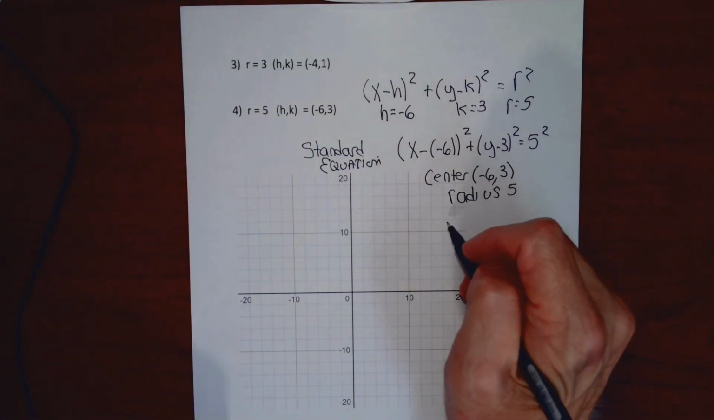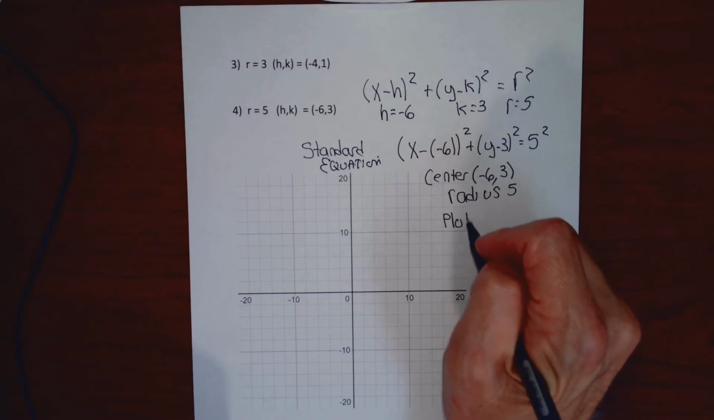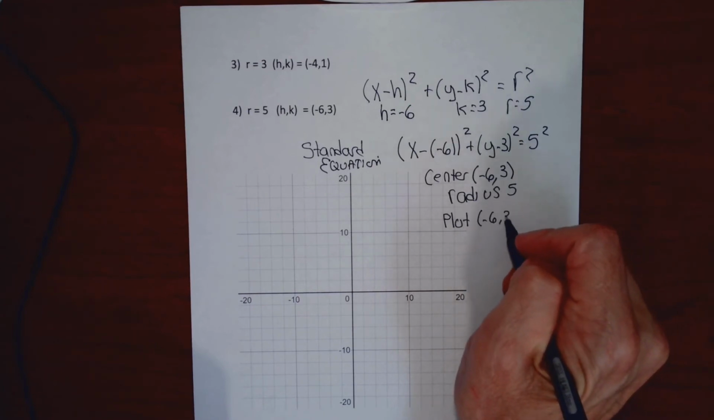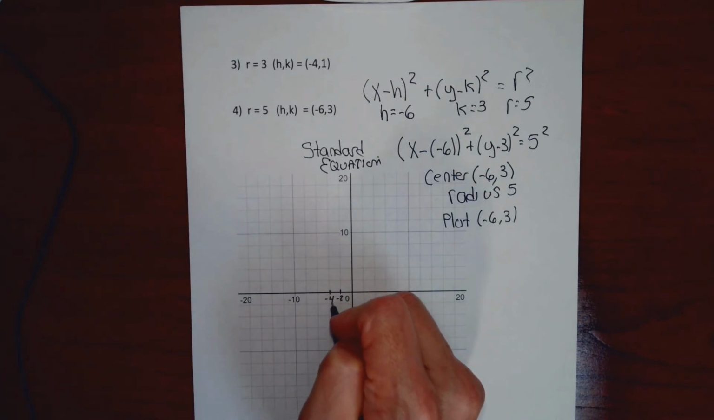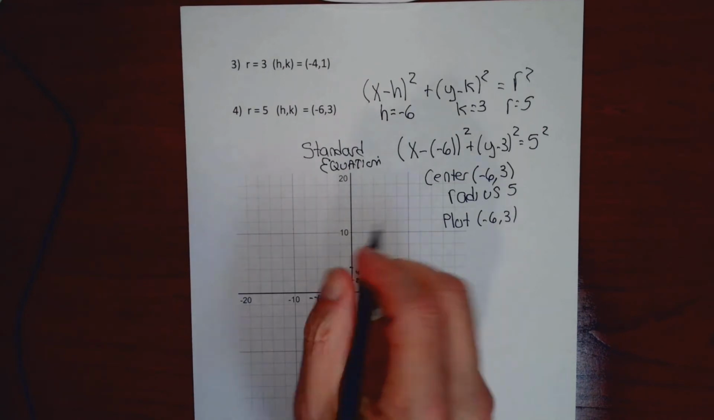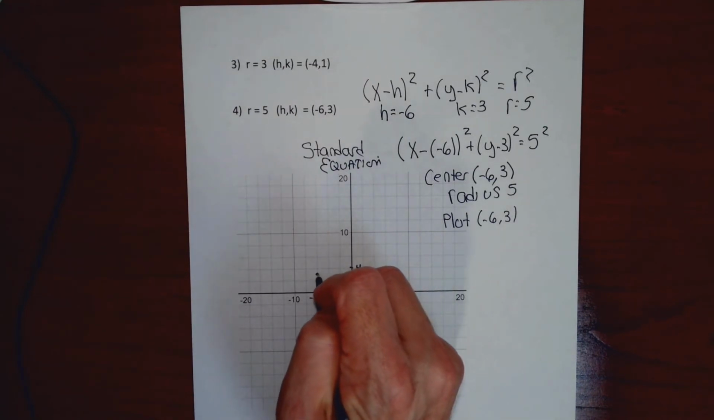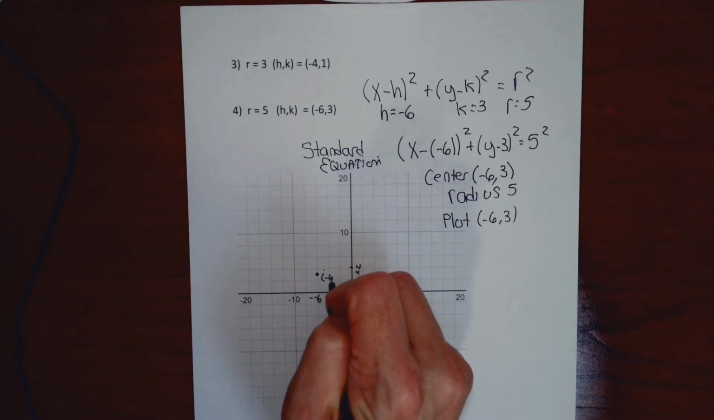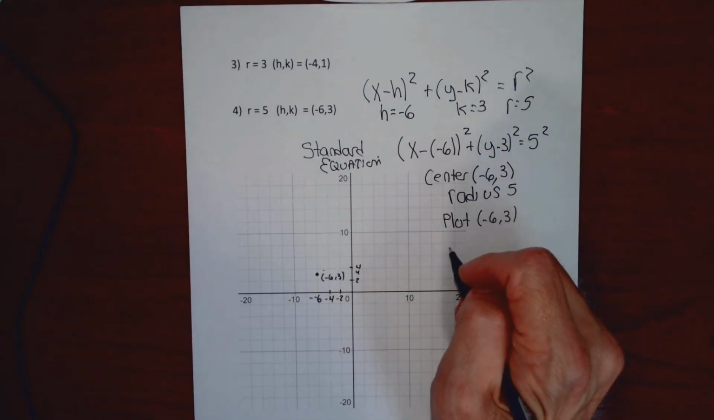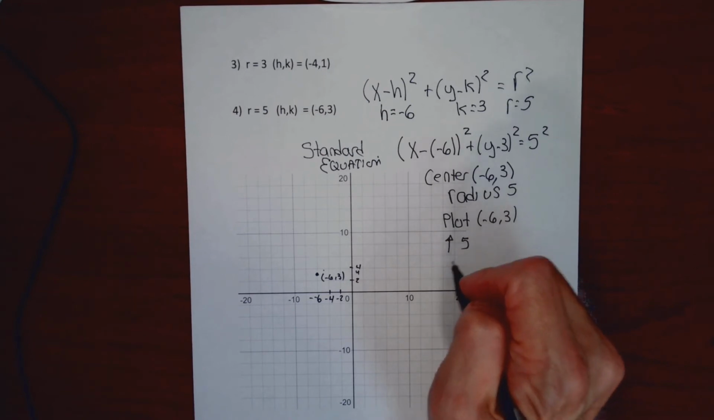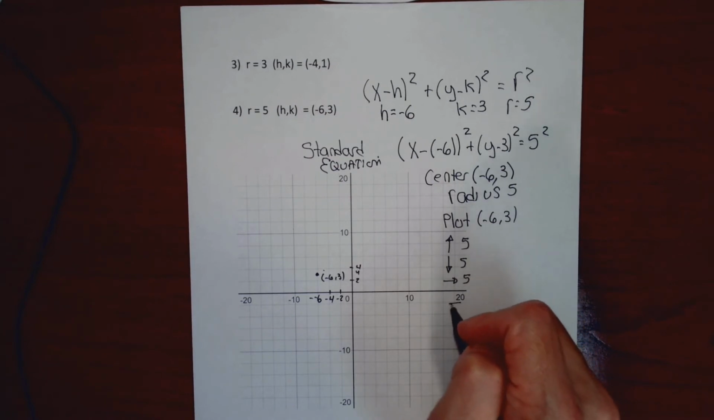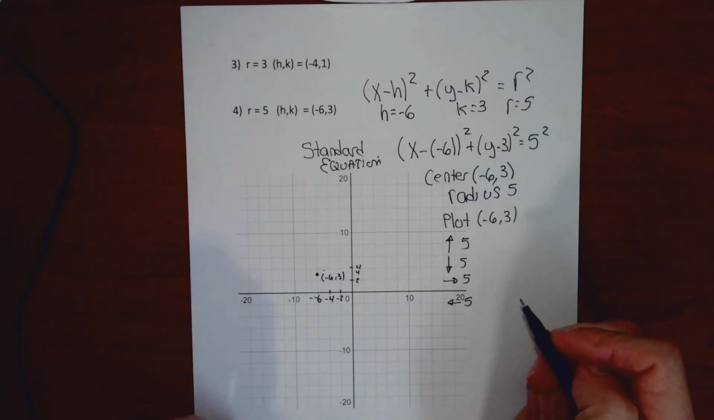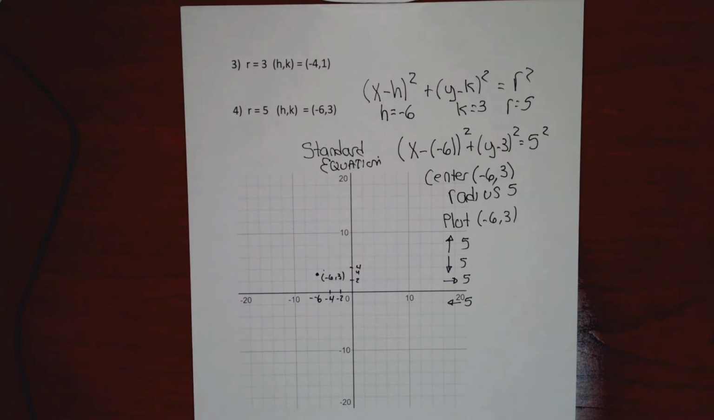How do I plot this? Well, first I plot the center, which is the point negative 6, 3. So on my x-axis, I'm going to go over to negative 6, and then up to 3. And that's about here. There's my center of negative 6, comma 3. And now I'm going to need to go up 5, down 5, right 5, and left 5, so that I can anchor the boundary of my circle.